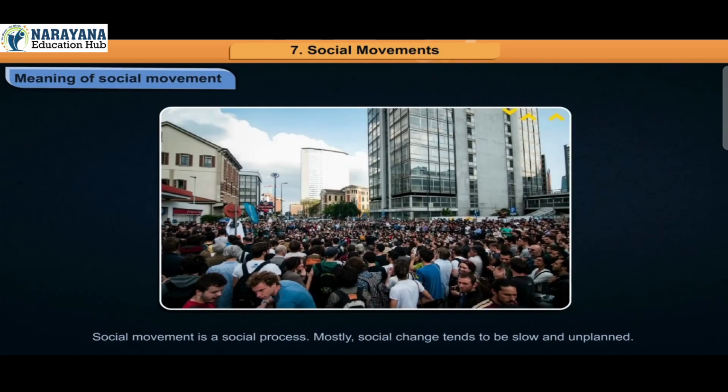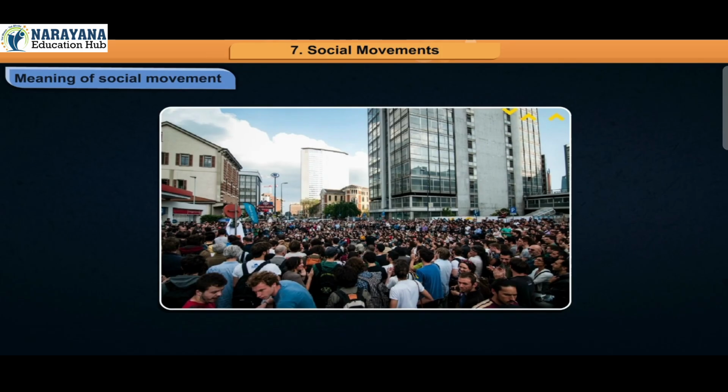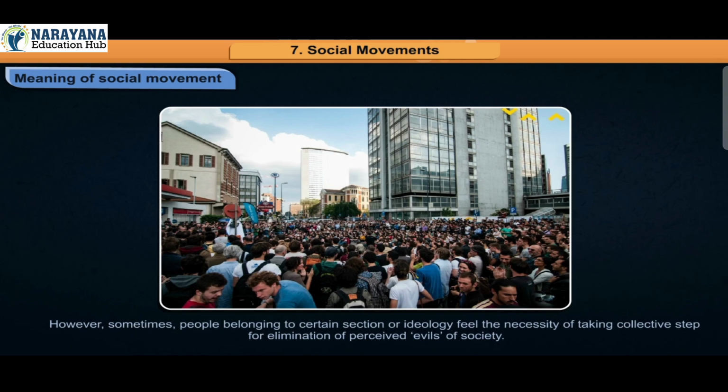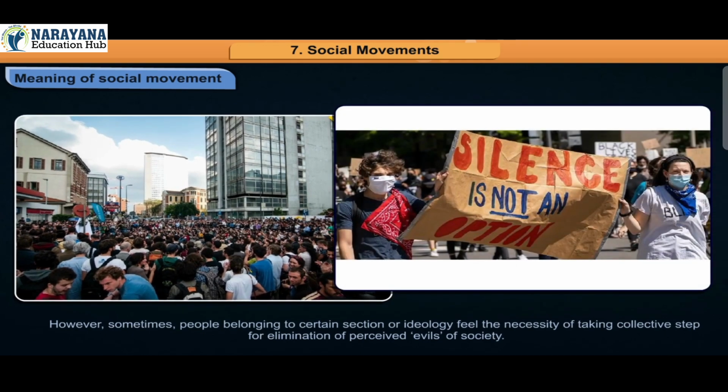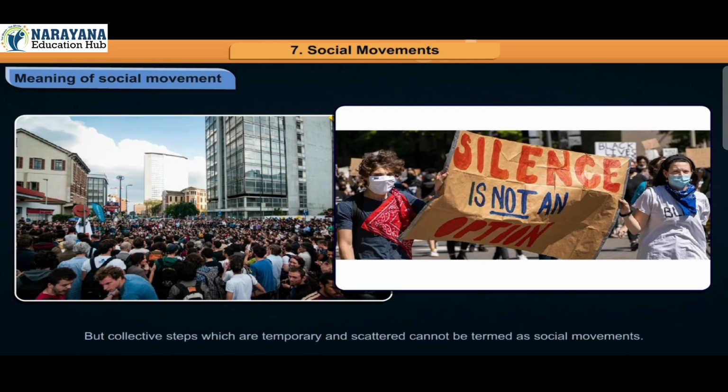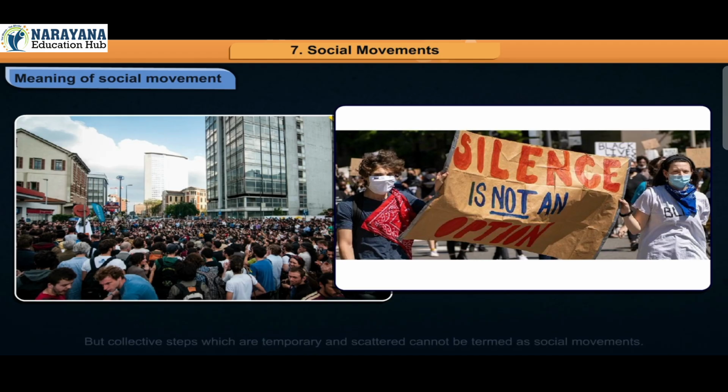Meaning of social movement. Social movement is a social process. Mostly, social change tends to be slow and unplanned. However, sometimes people belonging to a certain section or ideology feel the necessity of taking collective steps for elimination of perceived evils of society. But collective steps which are temporary and scattered cannot be termed as social movements.